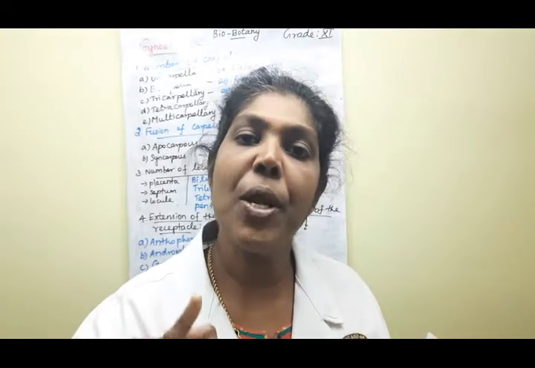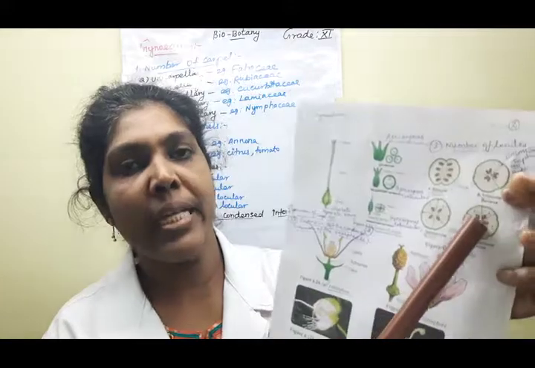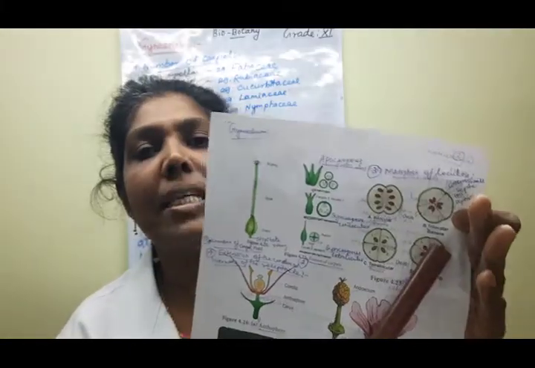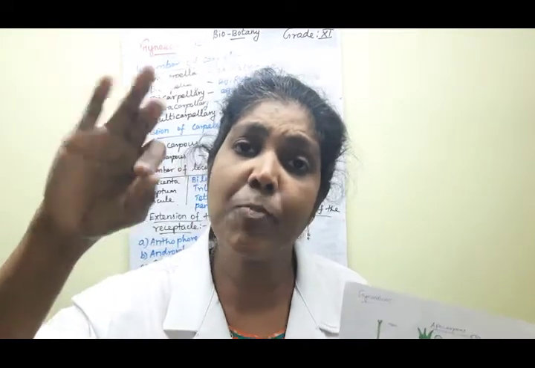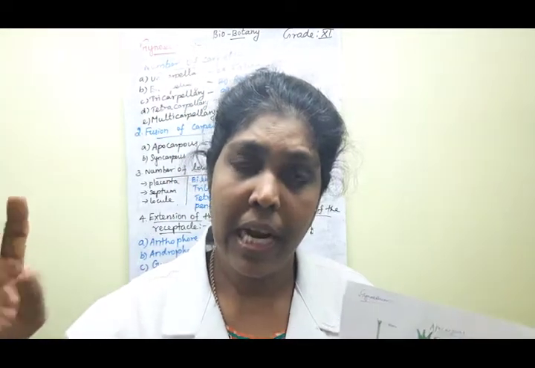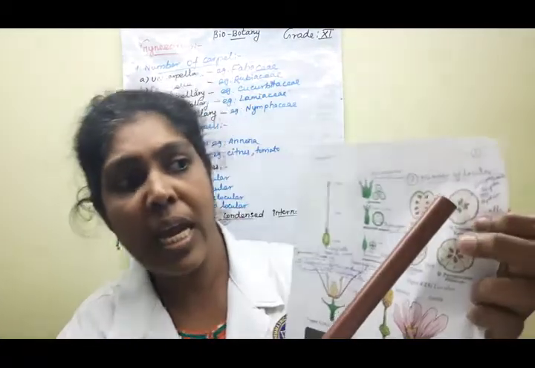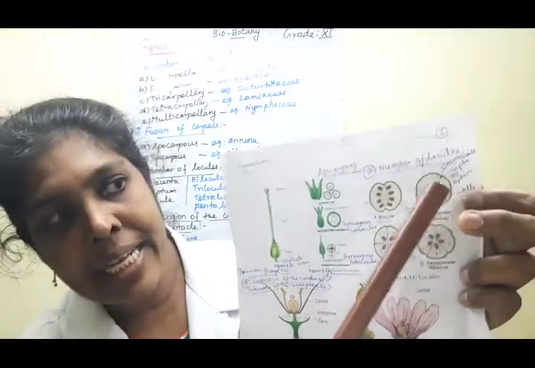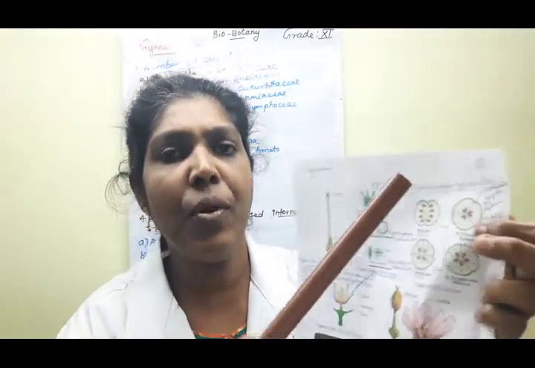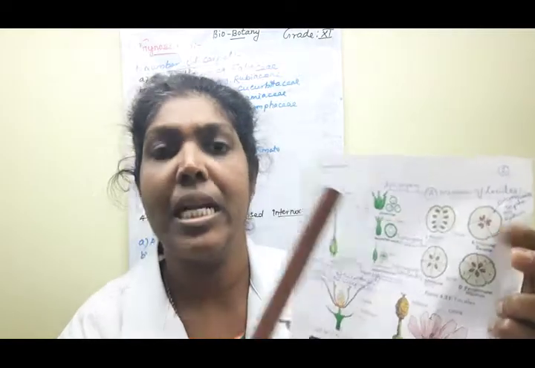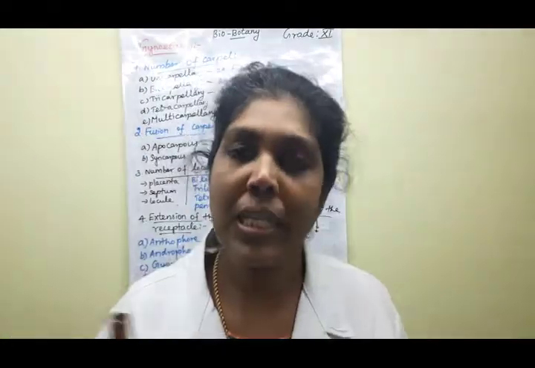Next one, what do you mean by septa or septum? Septa or septum means a cross wall, or a partition present inside the ovary. Just a cross wall. This is like one line, no? The cross wall, just like an ovary partition, is known as septa or septum. Understood? Say yes or no?